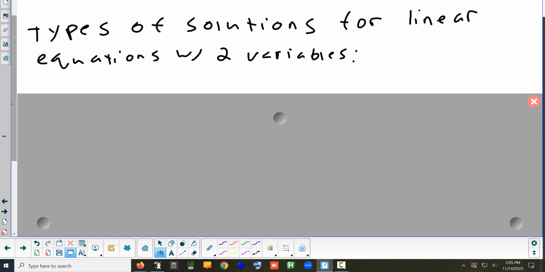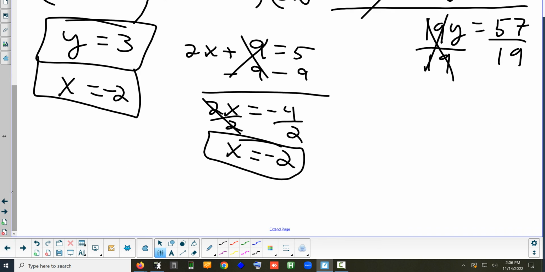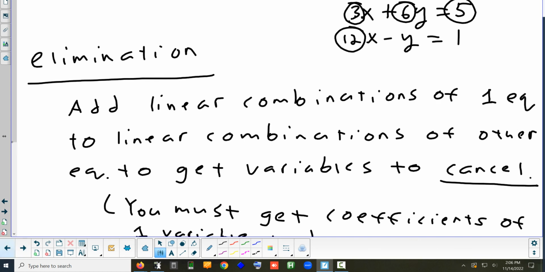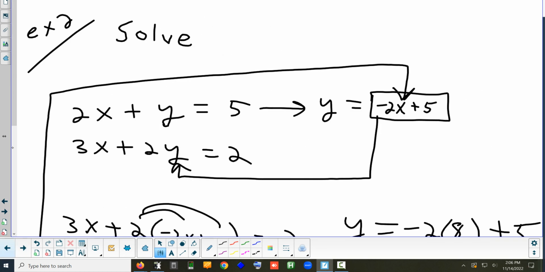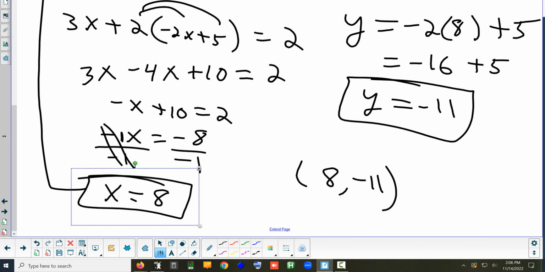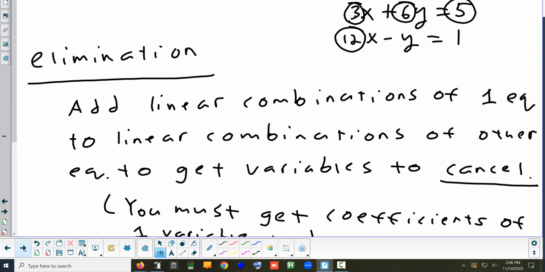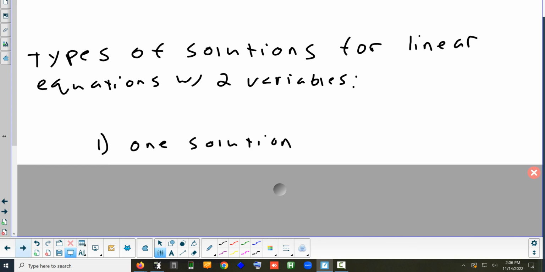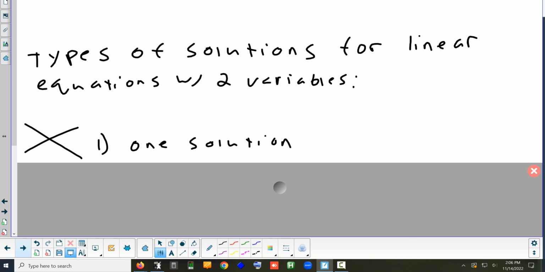All right, so there's 3 different things that can happen when we are solving a system with 2 variables. You guys have already seen this case. You get one answer for x, one answer for y. I think in the elimination problem it was the same, or the substitution, same thing. So that's an example of one solution. If you were to graph the problems that we just did, they would have 2 lines and they would cross in one spot.